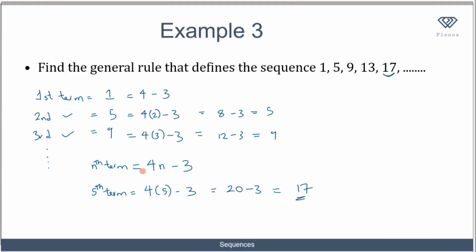So this expression 4n minus 3 is the rule that defines this sequence. So that sums up all we're talking about in relation to sequence.